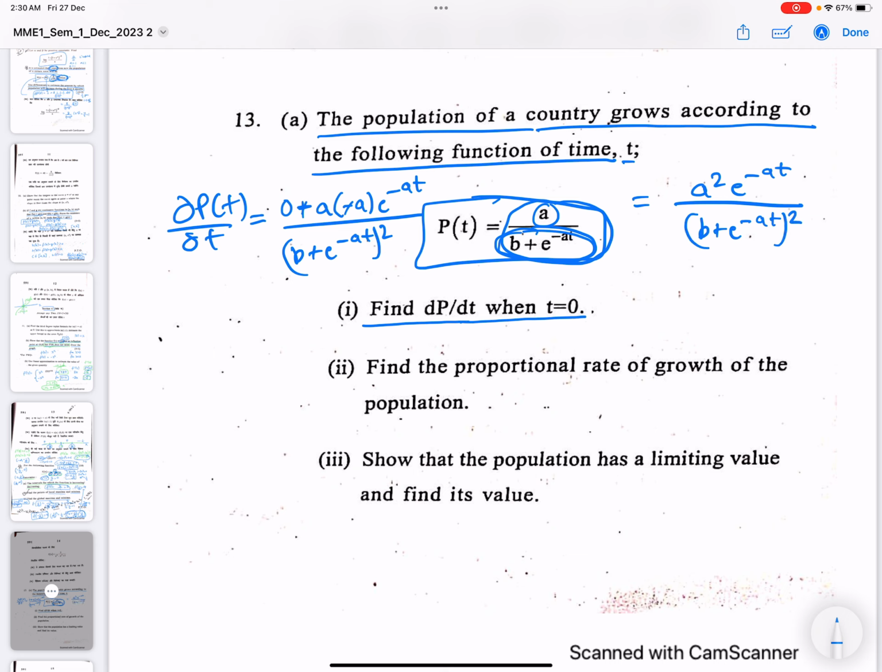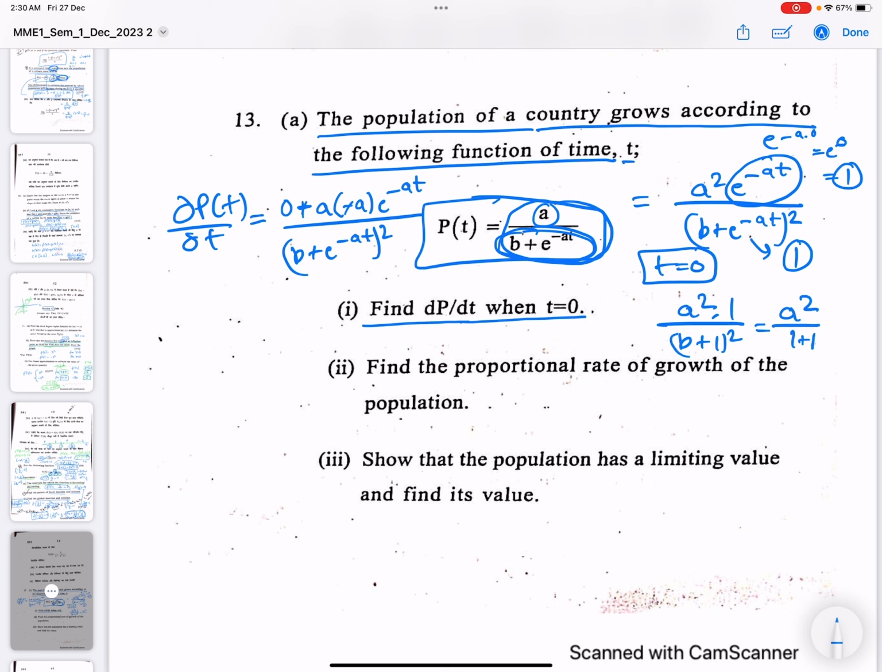Now when t equals 0, e to the power minus a into 0 is e to the power 0 only, which is 1. Similarly, e to the power minus at is 1. So we are left with a square into 1 upon (b plus 1) whole square. So when t equals 0, this is the value that we are getting.